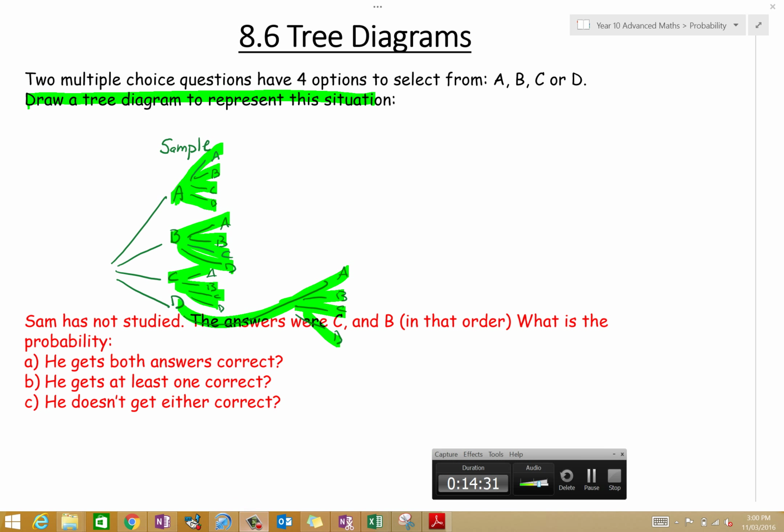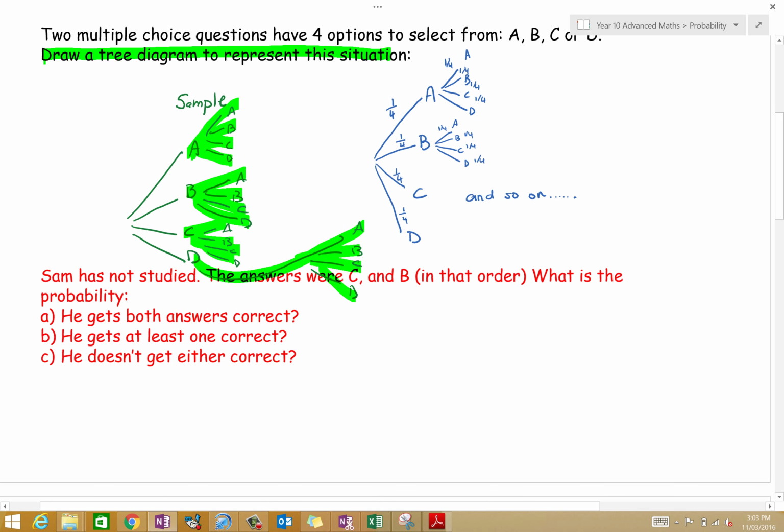All right, I'm going to pause this here. All right, so we've had a little pause there. We've had a bit of a break, and the tree diagram there should have the probabilities on them. I've said and so on because I'm a bit lazy and don't want to do it. But let's have a look then.